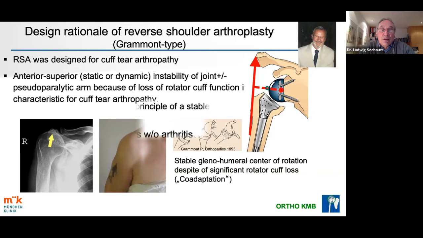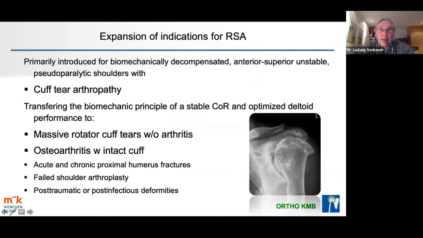And this was taken over for other indications. We have a lot of patients who have massive rotator cuff tears with or without arthritis. We have osteoarthritic shoulders which have an intact cuff, and we now also have this on the list as an indication for reverse arthroplasty. And I want to talk about these three indications. I don't want to talk about any other indications like trauma, acute or post-trauma indications, failed arthroplasty, or revisions of arthroplasties.